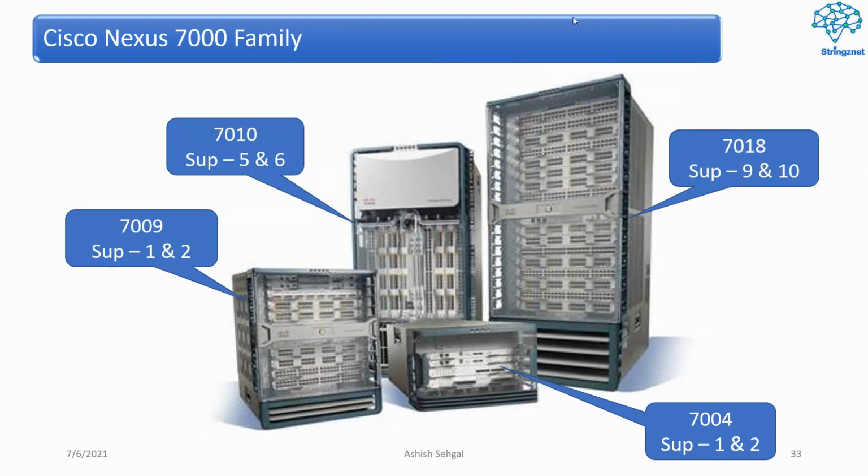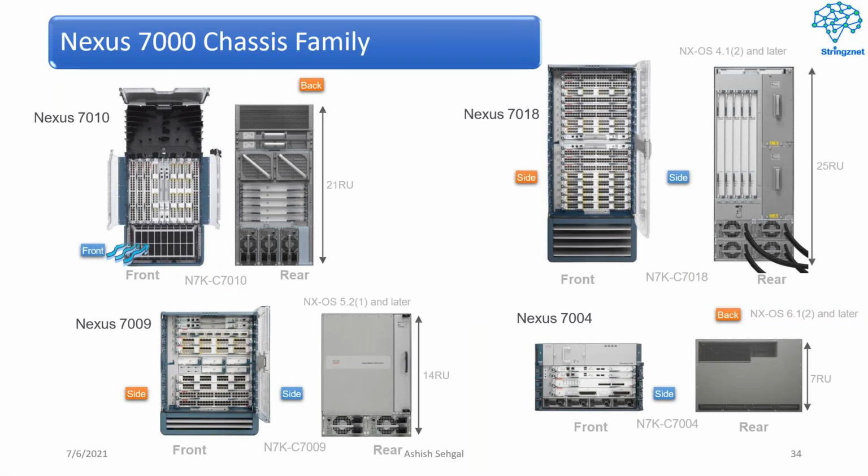And another point, Nexus 7000 chassis and the airflow. Guys, this is the first time Cisco released this kind of picture, wherein Cisco categorically started explaining the flow of the air.